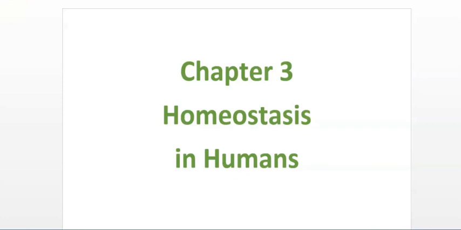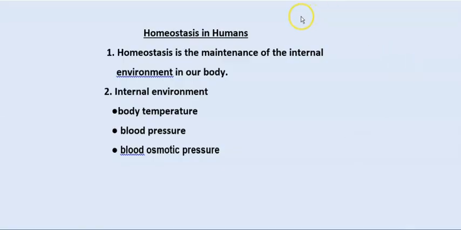Hi kids, today we are going to continue chapter 3, homeostasis in humans. What is homeostasis? Homeostasis is the maintenance of the internal environment in our body.